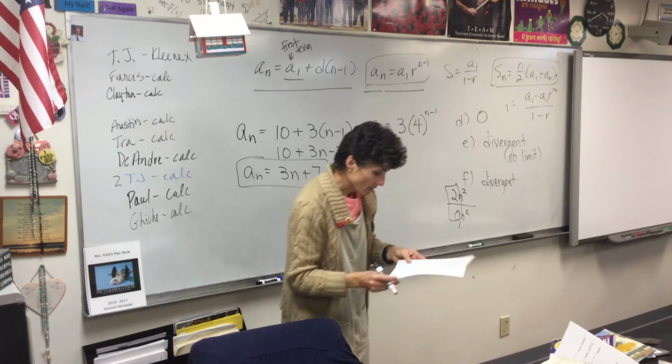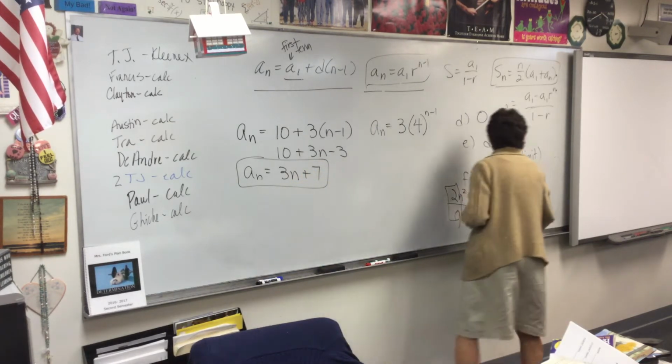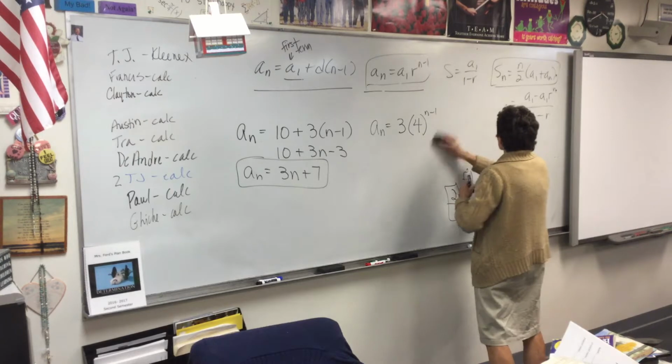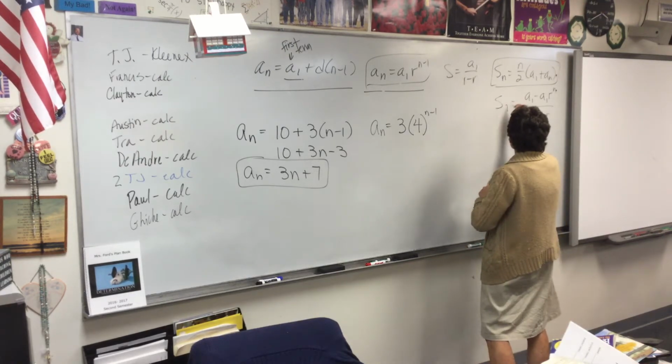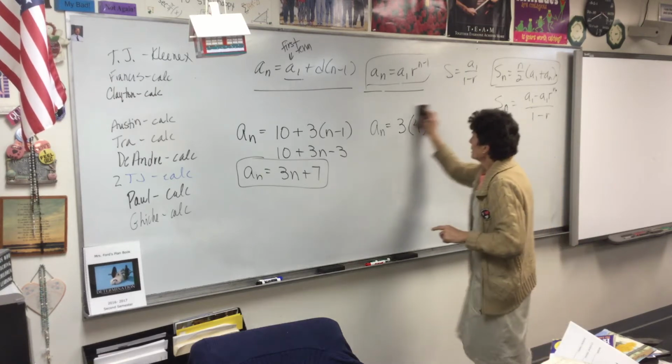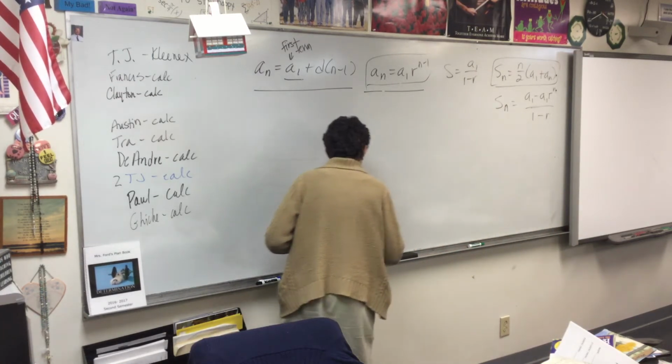Number 3. All right. I already did number 3. I'm going to do one like number 3. All right. So a problem like number 3, Austin, would be this.